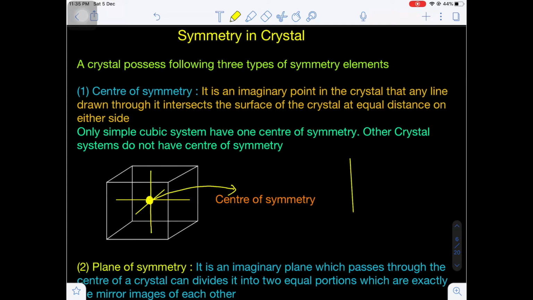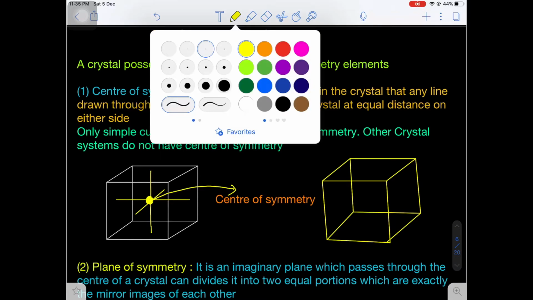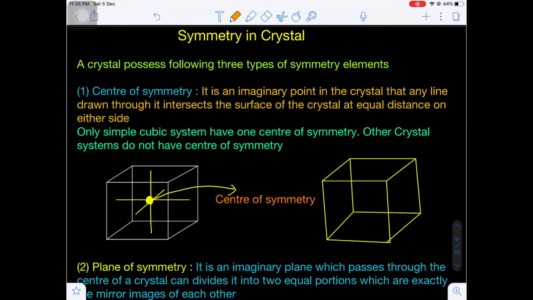Otherwise we can say, in a crystal, if you draw body diagonals. So what is the meaning of a body diagonal here? It is an imaginary line which passes through two opposite corners. Let's suppose here we are taking one body diagonal. This is the corner, and the opposite corner is this one. If you join these two corners, you will get a line which is a body diagonal.